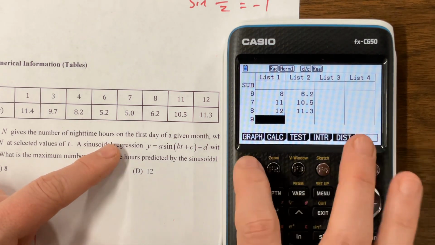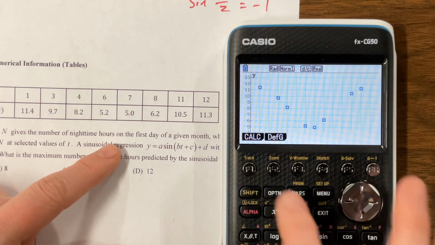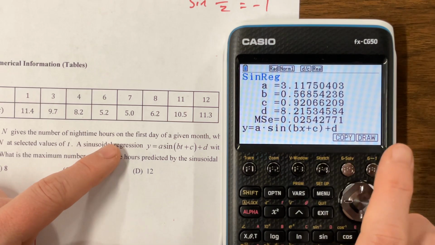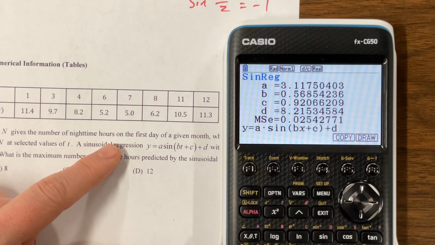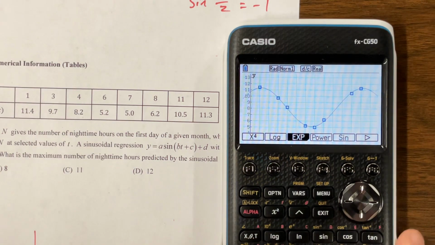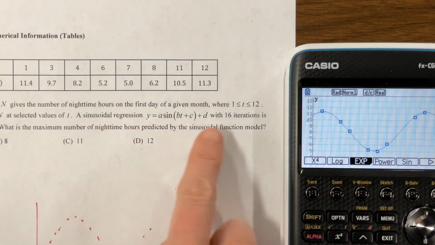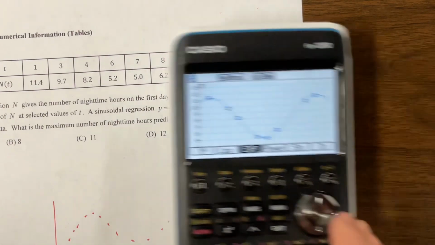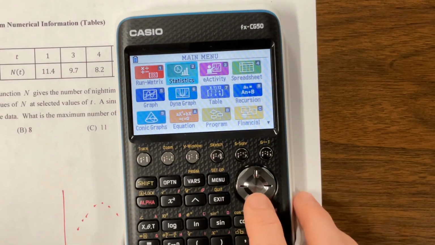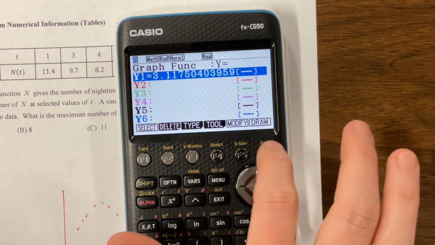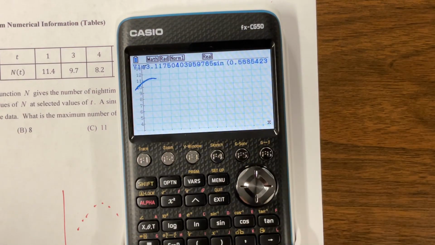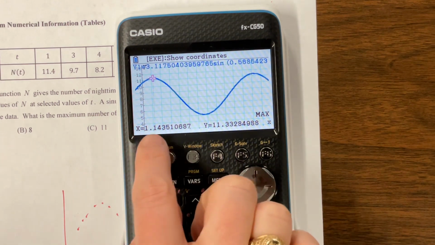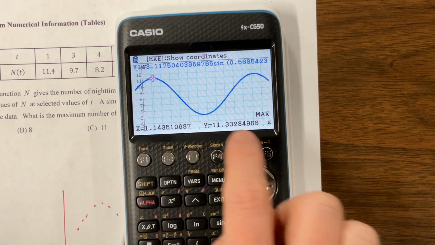Okay. Now I can graph that. Here's my graph. I can calculate the sine regression. And I can, well, let's copy it into here. Enter. Draw. There it goes. Okay, so what were they saying? With a sinusoidal regression with 16 iterations used to model this data, what is the maximum number of nighttime hours predicted? Okay, so when I look at this would be how I would do this problem. I would go back to graph and I would turn this on. I have to hit select, I hit draw, and now I'm going to G-solve and find the max. And so the maximum number of hours, this is when it happened the first time, is 11.33.